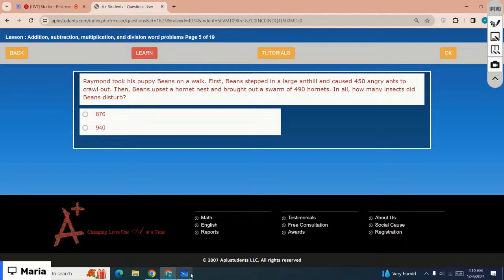You have to add them, right? You need to calculate the total he distributed. Yes, that is 940. Very good. The correct option is 940.